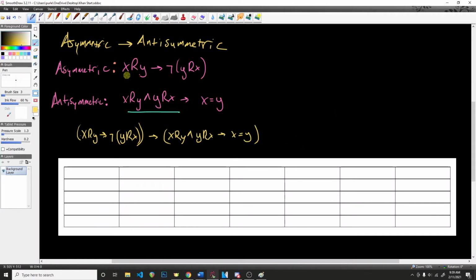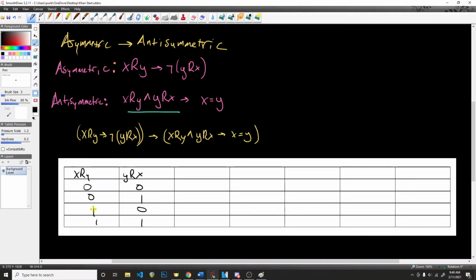Right off the bat, we know we want to have xry and yrx. So I'll do xry, yrx. And we want to have every possible combination. So we're going to have 0, 0, 0, 1, 1, 0, and 1, 1. That's every possible combination we can have. Basically meaning that both xry and yrx are going to be false in this first row right here. In the second row, we have that xry is false and then yrx is true.